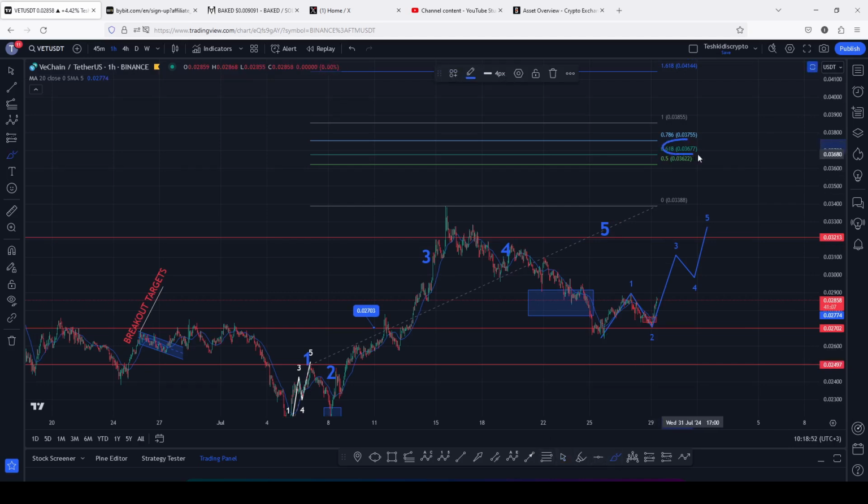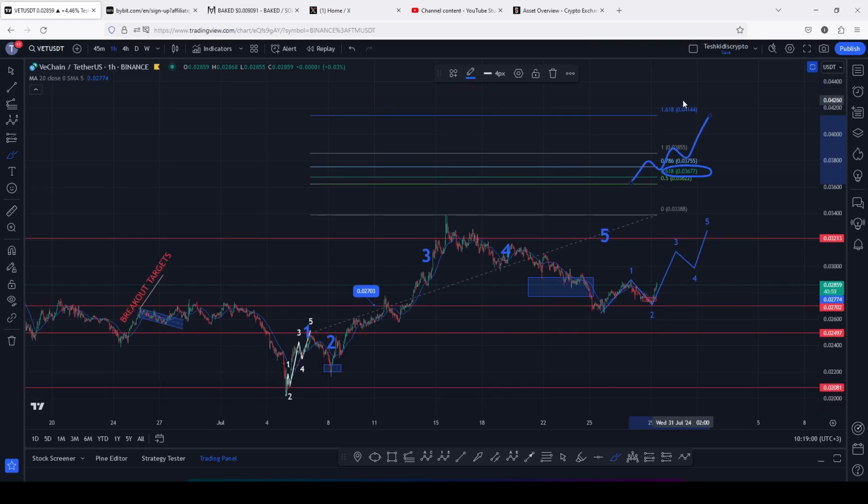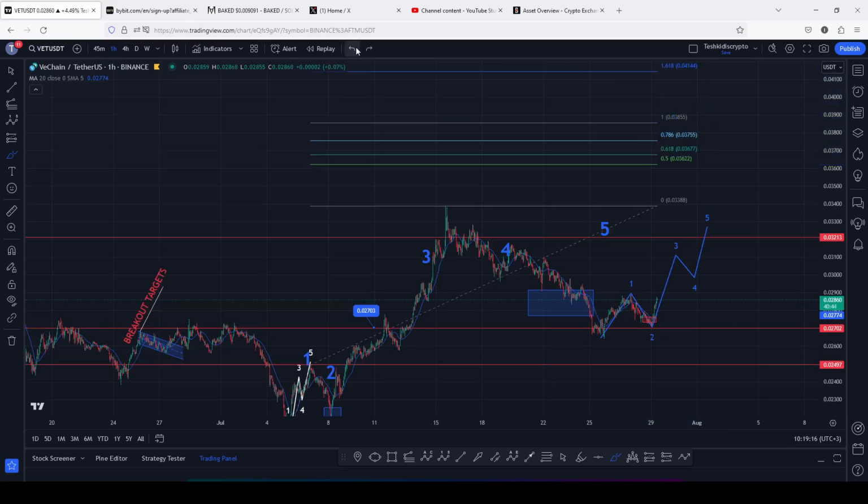which perfectly lies above the 0.03677, and a break above that with even more bullish momentum, we can easily see Vechain get above the fib level 1.618, which perfectly lies above the 0.04144. So that is the price action that I'm expecting, and those are my breakout target areas. So let's be patient and see how that plays out, and I will be keeping you up to date.